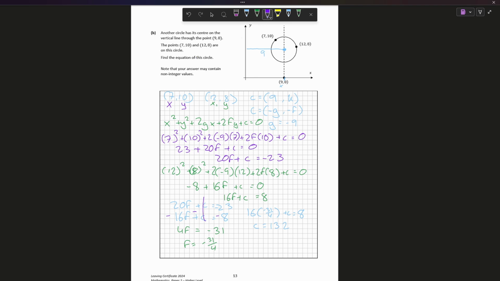So you have all the bits of information that you need now. Please just do not forget to actually write the equation. Don't just find f and c and leave it at that. The full equation is x squared plus y squared. Now we know g is minus 9, so 2 by minus 9 is minus 18 x. We know f is minus 31 over 4. 2 times that will halve the denominator, so minus 31 over 2 y, and then plus c, which is 132. Okay, so that's that question done.